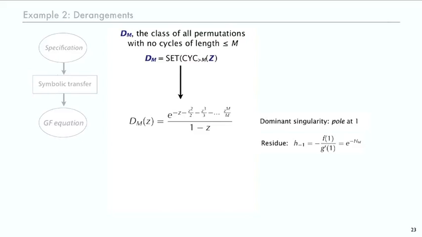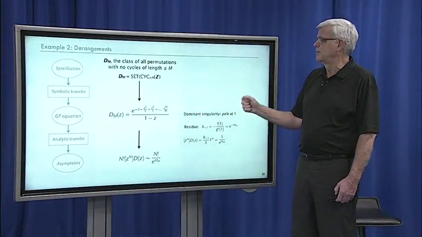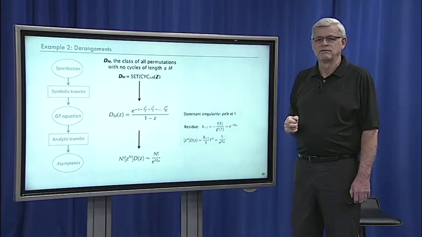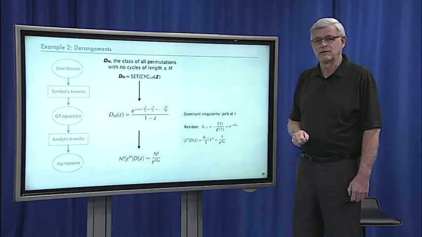Evaluating the numerator at 1 is e to the minus H_m, where H_m is 1 plus 1/2 plus 1/3 and so on. And the derivative of the denominator is minus 1, which cancels the minus, so we get e to the minus H_m. And again, exactly the same argument. There's no exponential growth, so it approaches 1 over e to the H_m. So whatever m is, you can approximate the number of permutations with no cycles of length less than or equal to m by that simple formula. About 1 over e to the H_m of all permutations have no cycles of length less than or equal to m. And that's going to be a very accurate result.